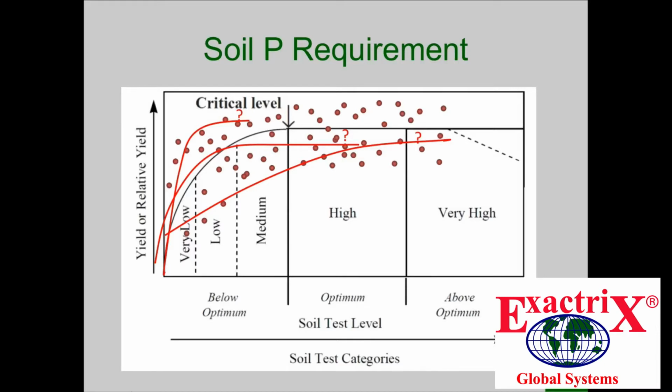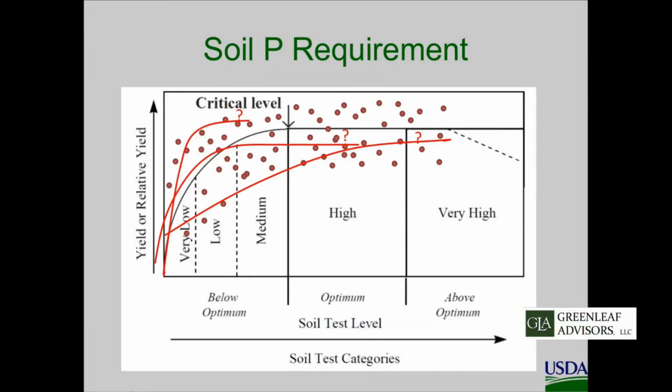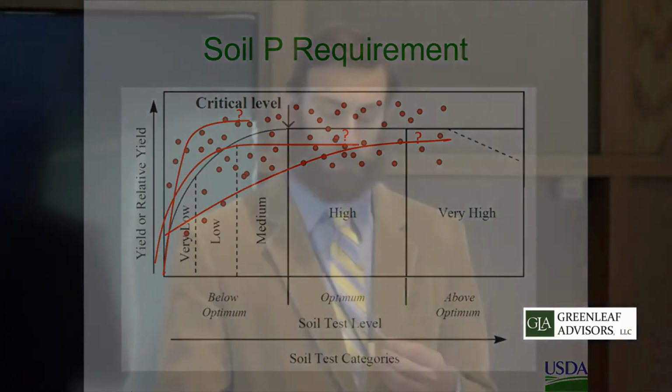Obviously, as soil test phosphorus level increases, we get greater yield, right? Until at some point you hit a plateau. All right, and where that plateau is, we call that the critical level. That's your target soil phosphorus level. That's where you want to be.